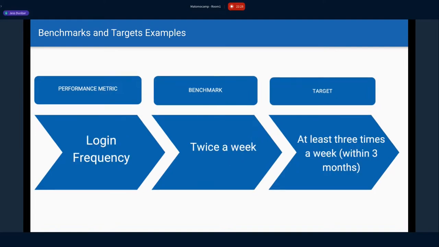Login frequency. So the metric is the login frequency. Benchmark is twice a week. That's what we're finding in our analytics. And then the target will be we want to have users log in because it improves productivity at least 3 times a week within the next 3 months.